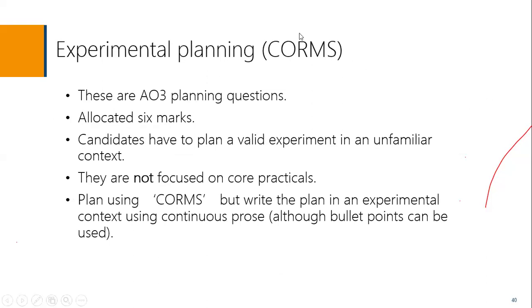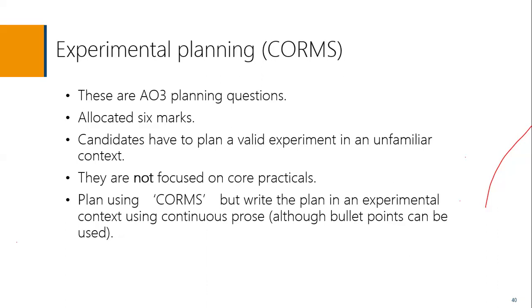We're now going to have a look at experimental planning. And it is worth using the acronym CORMS to help your students with their planning. Change, organism, repeats, measurements, same. The planning questions are AO3. There's usually one experimental planning question on paper one, and it will be worth six marks.